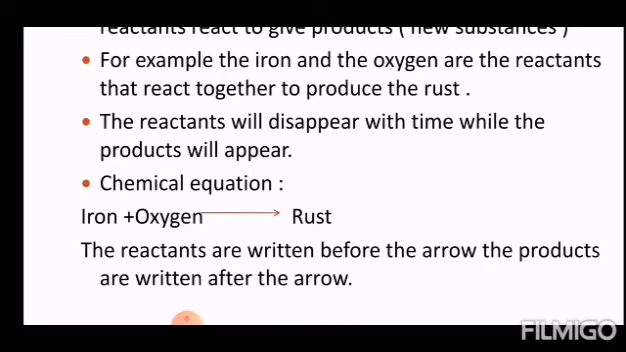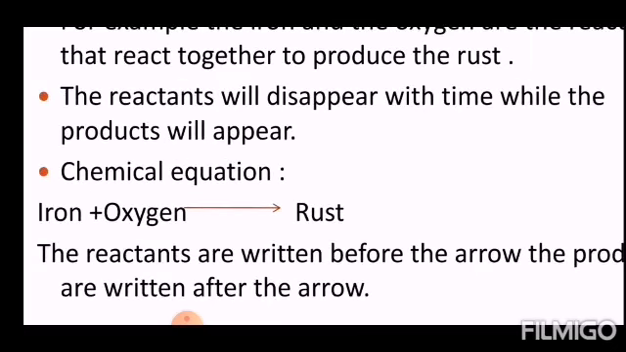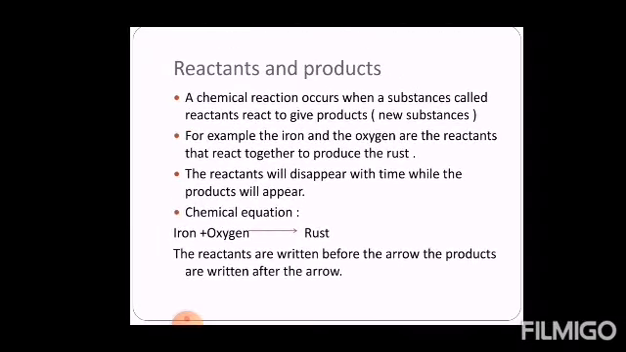To write a chemical reaction equation, we should write the reactants before the arrow and the products after the arrow. For example, I write iron plus oxygen before the arrow. The product here is the rust. I write it after the arrow.